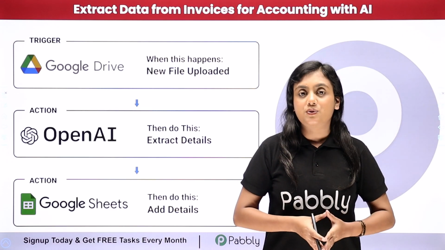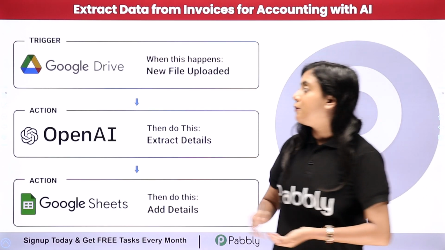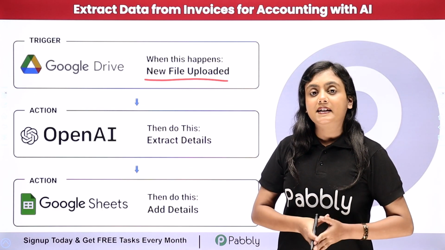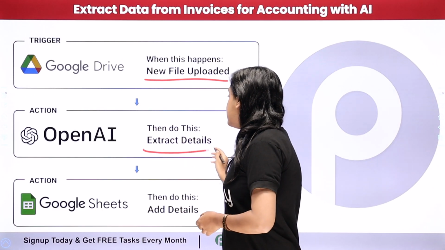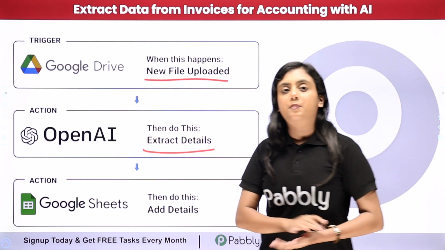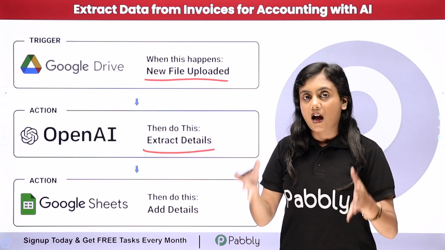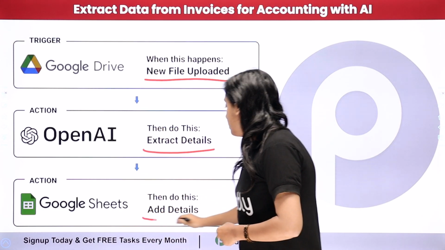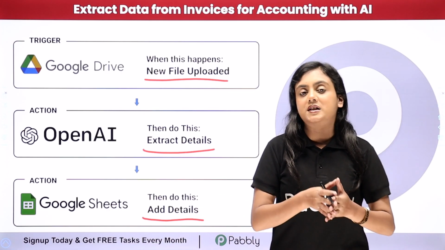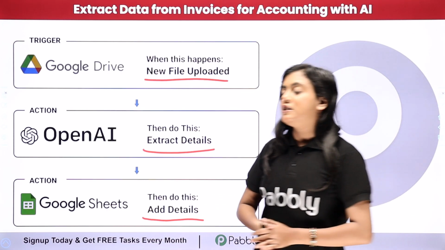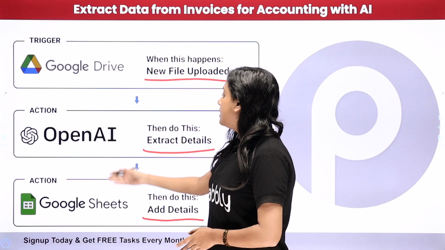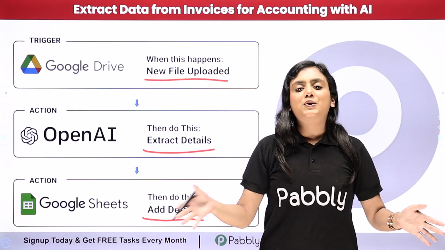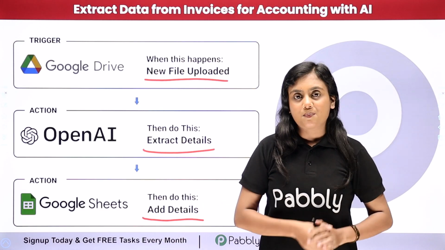Over here, what is going to happen is that as soon as you upload your invoice file in your Google Drive folder, AI is going to extract the details from the file that has been uploaded in the folder. As now the data is extracted, I am going to add the details in my Google Sheets, that too without you lifting up your finger. For that, we simply need to build a connection between Google Drive, OpenAI and Google Sheets without any coding and programming skills using this amazing software that is Pabbly Connect.